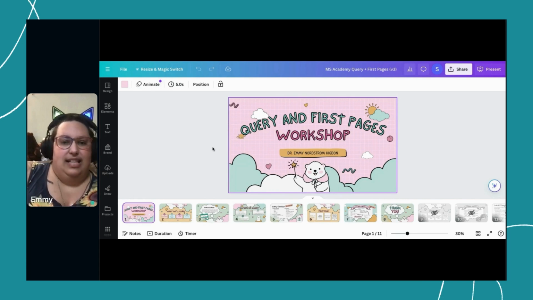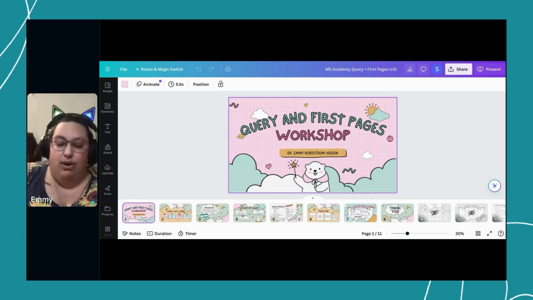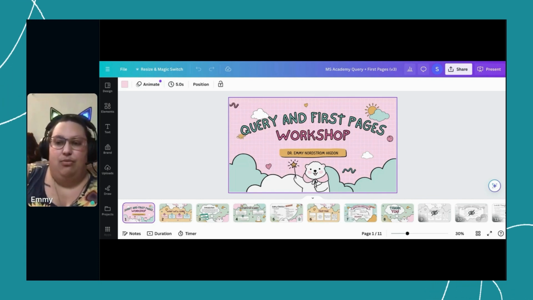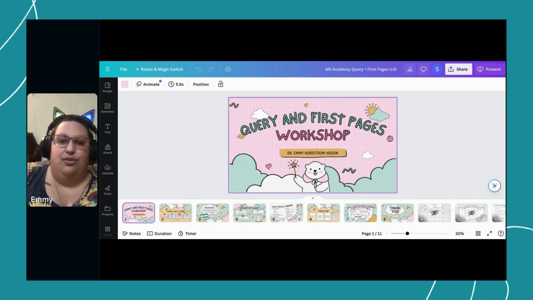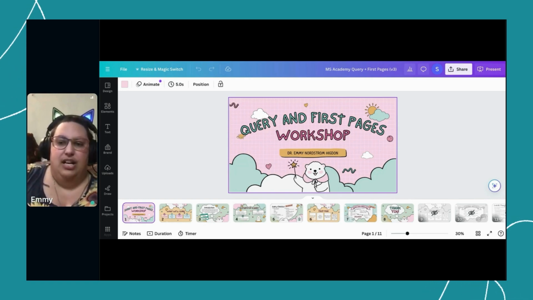So, like I said, this is going to be a workshop about queries and first pages. But of course, like anything that has to do with your query package, I'm hoping that the concepts that we'll address tonight will also apply to your larger body of work and will include content as well that you can sort of expand through your manuscript.